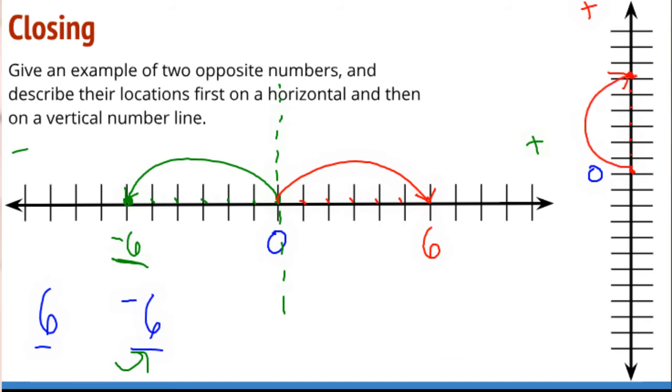Now to find the opposite number, I need to start at 0, and I need to move in the opposite direction 6 units. So here's 0. 1, 2, 3, 4, 5, 6. So now I've completed the same activity on a vertical number line.